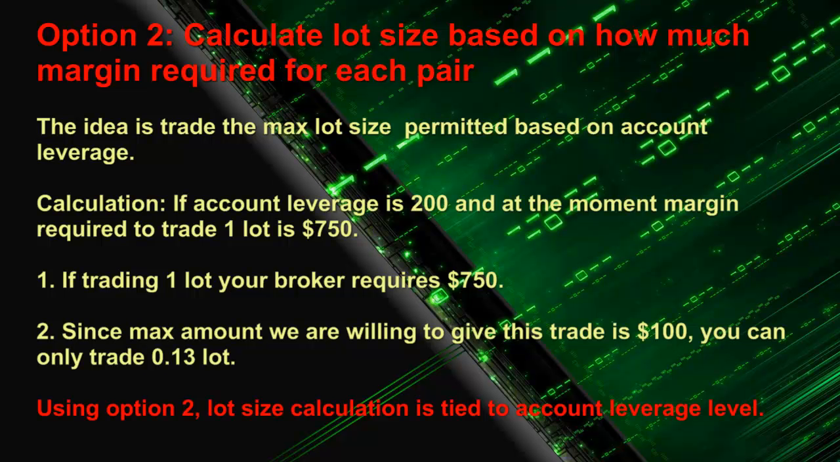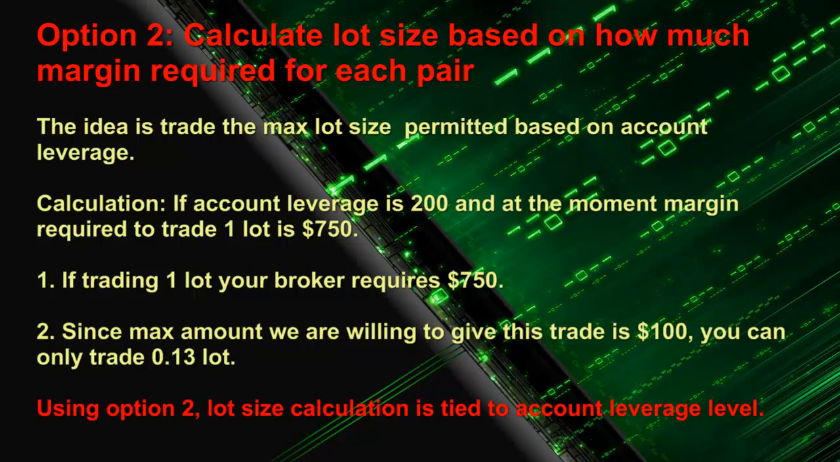Let's say my account leverage is 1 to 200, and at this moment the margin required to trade one lot is $750. Then obviously if you had $750 for the next trade, you're going to trade one lot. However, right now I'm only giving you $100 to trade the next trade. Then you can trade 0.13333 lots. Obviously, the closest value for lot size is 0.13. Then this is the lot size you're going to trade.